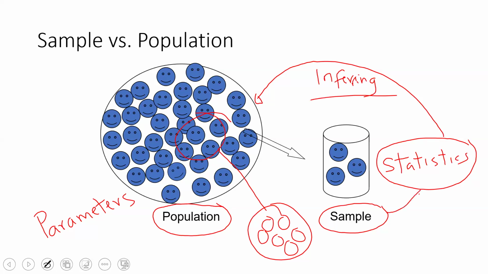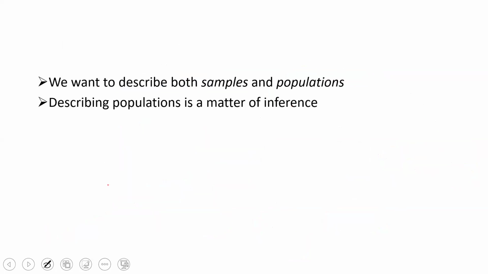That is why we call the analysis from a sample statistics, and the one from the population, we call it parameters. That's just a small brief. So we want to describe both the samples and the population. And like I said, the population is just a matter of inference because most of the time we don't have access to the whole population.